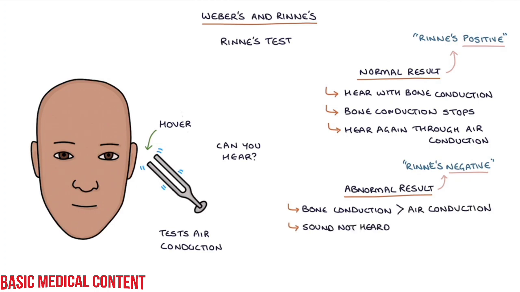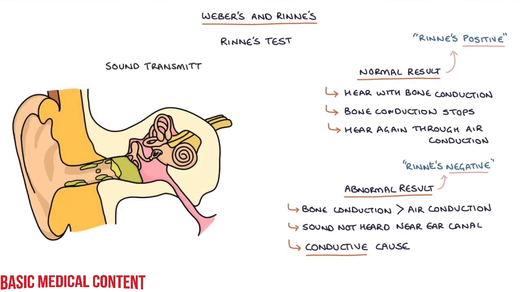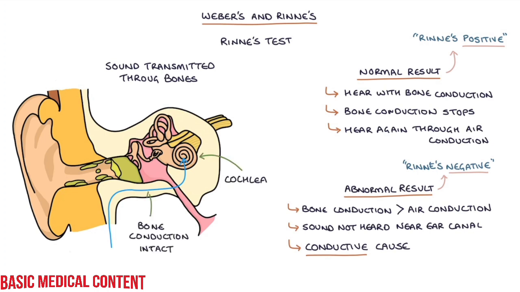The sound is not heard after removing the tuning fork from the mastoid process and holding it near the ear canal. This suggests a conductive cause for the hearing loss. Sound is transmitted through the bones of the skull directly to the cochlea during the bone conduction portion of the test, meaning that bone conduction is intact, and the sensory system of the ear is working okay. However, the sound is less able to travel through the air, the ear canal, tympanic membrane, and middle ear to reach the cochlea due to a conductive problem.